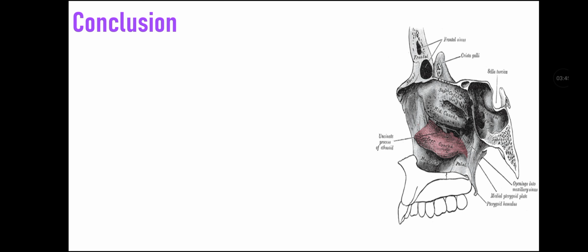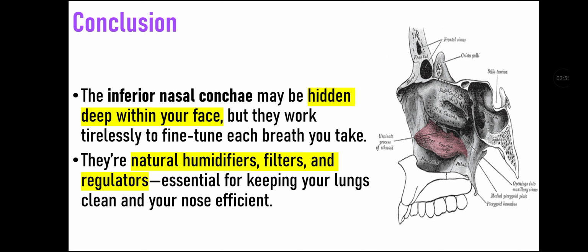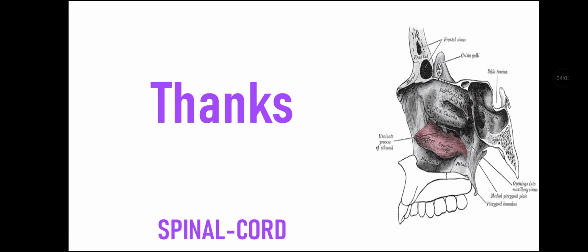Now let's talk about the conclusion of this lecture video. Inferior nasal conchae may be hidden deep within your face, but they work tirelessly to fine-tune each breath you take. They are natural humidifiers, filters, and regulators that are essential for keeping your lungs clean and your nose efficient. And this was all about inferior nasal conchae.